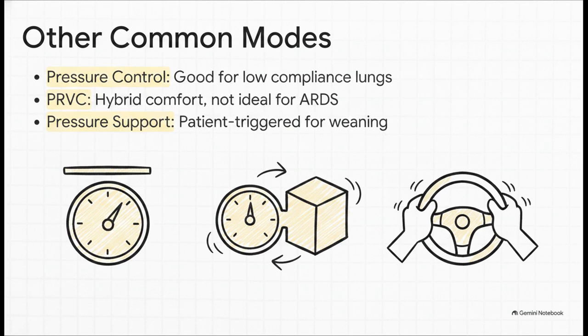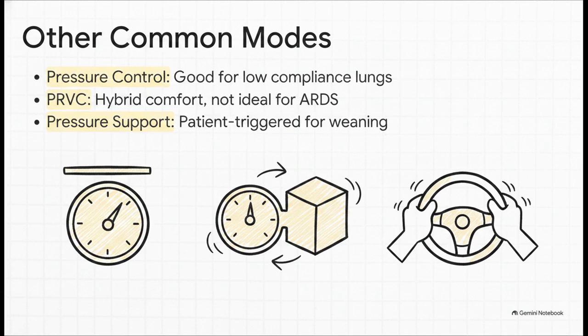These ones trade guaranteed tidal volumes for better pressure management or patient comfort. First up, pressure control. This delivers a strict, set pressure for a set time. It's awesome for stiff lungs with low compliance, but since tidal volume isn't guaranteed, you really have to watch out for hypoventilation. Then you have PRVC.